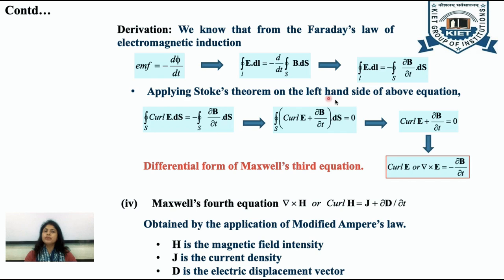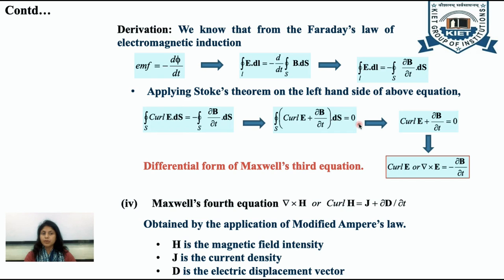Applying Stokes' theorem on the left hand side of the above equation, this line integral is converted into a surface integral. Then the surface integration of curl of E dot dS, instead of the line integral of E dot dl, is equal to minus surface integration of ∂B/∂t dot dS, which implies surface integration of (curl of E plus ∂B/∂t) dot dS is equal to 0.